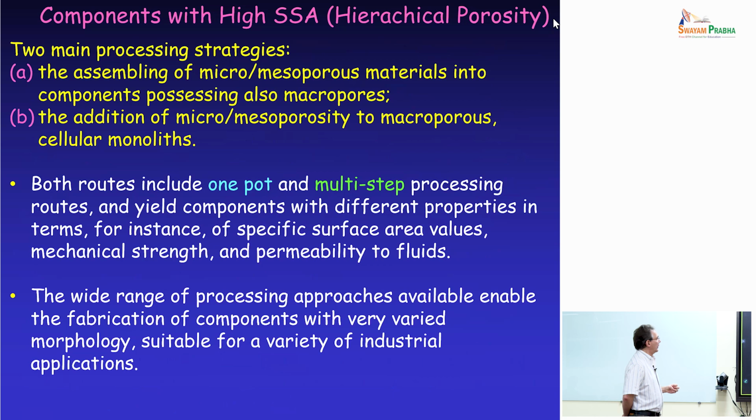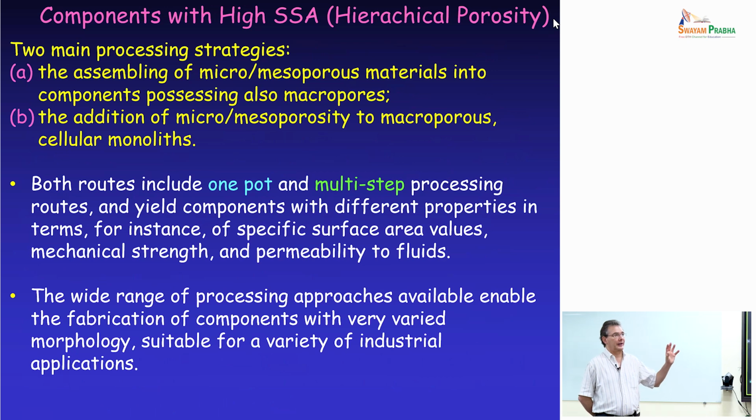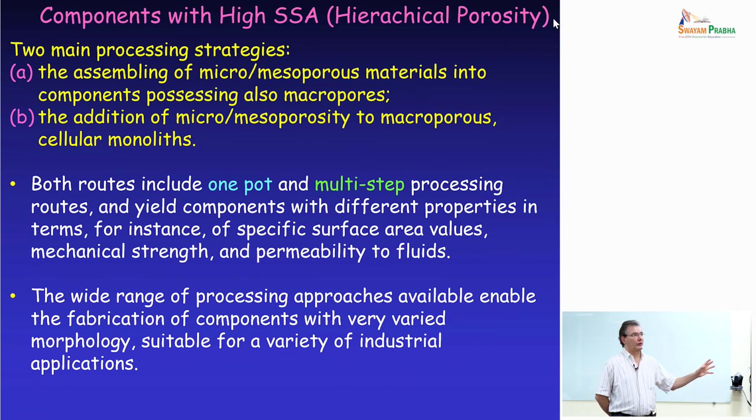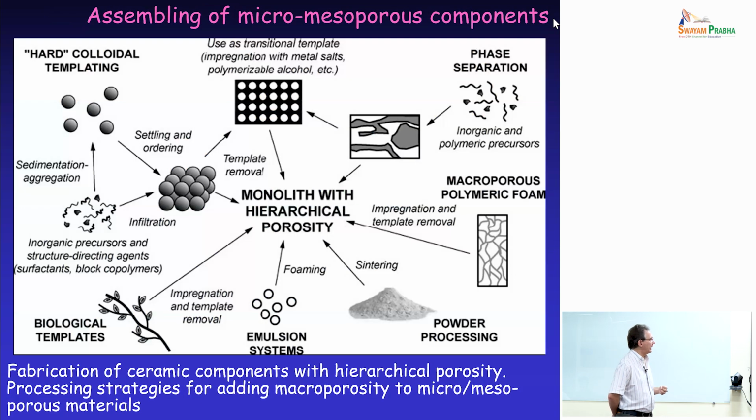So there are two ways of developing high specific surface area. One is the assembling of micromesoporous materials into components that possess the micropores, or you add the micromesoporosity to the cellular monolith, for instance, by coating or by embedding particles into the raw materials. And you can have one-pot or multi-step processing routes. And because of the wide range of processing approaches available, you can obtain components with very varied morphology suitable for a variety of industrial applications.